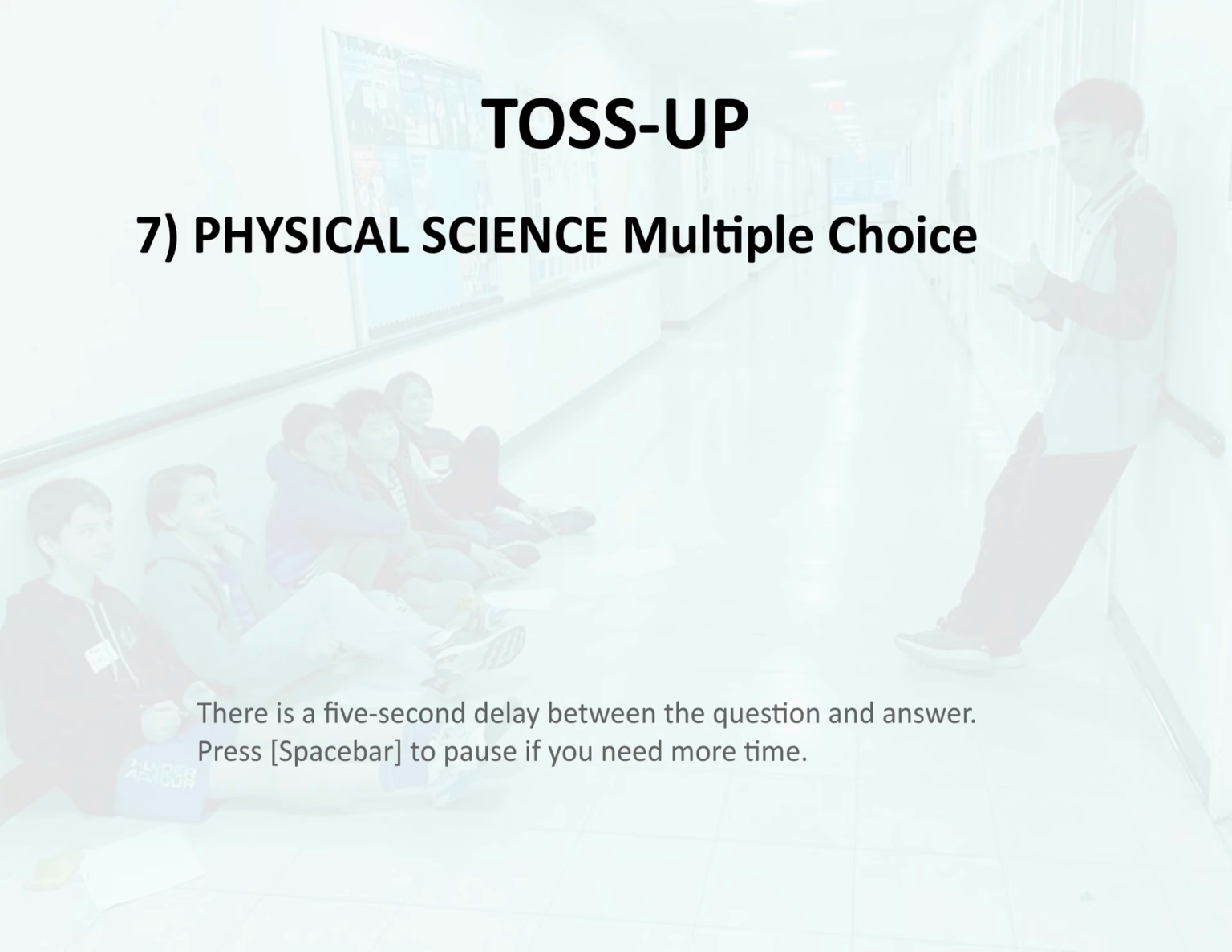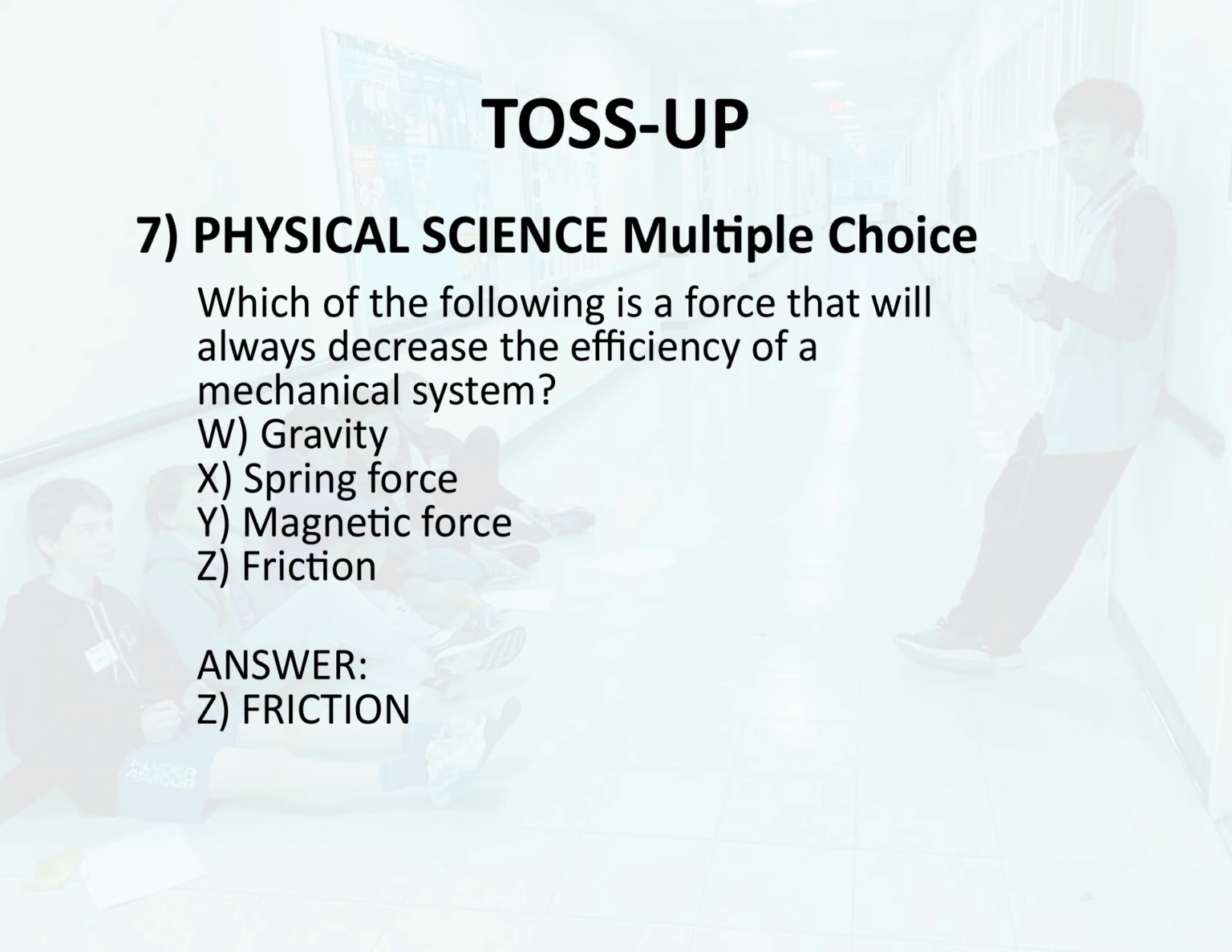Toss-up 7. Physical science. Multiple choice. Which of the following is a force that will always decrease the efficiency of a mechanical system? W. Gravity. X. Spring force. Y. Magnetic force. Z. Friction. Answer. Z. Friction.